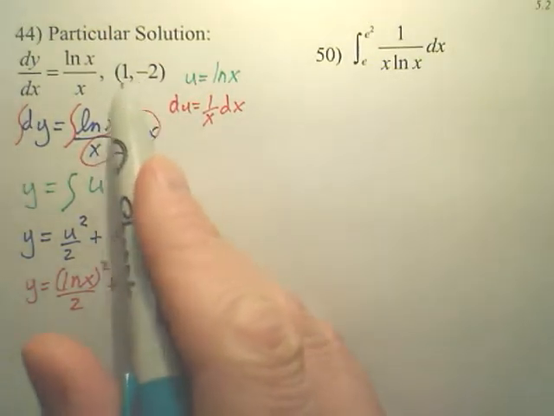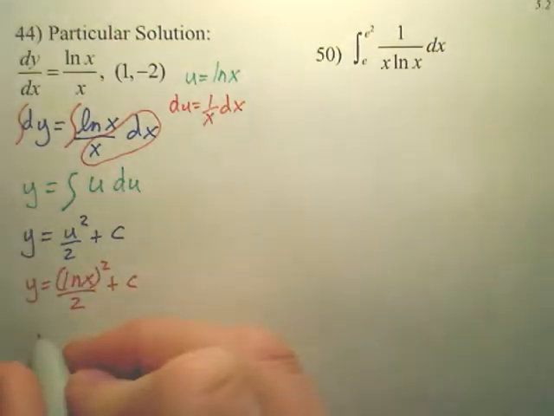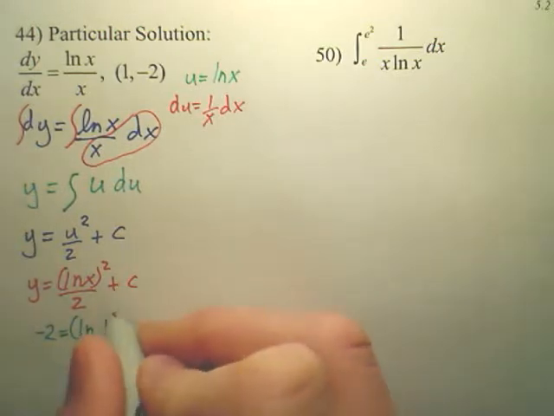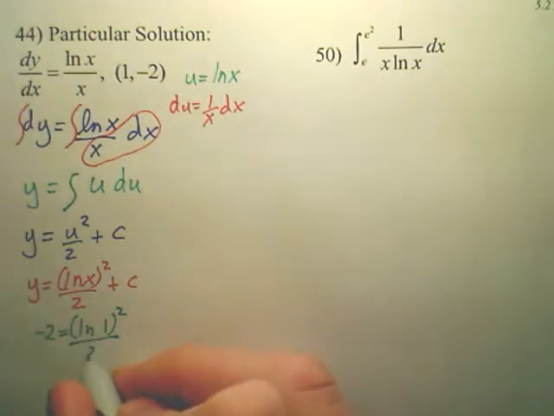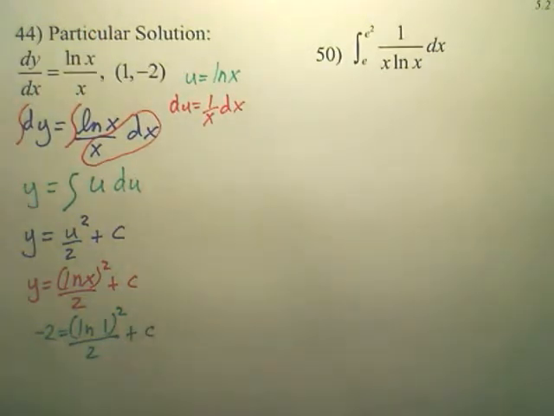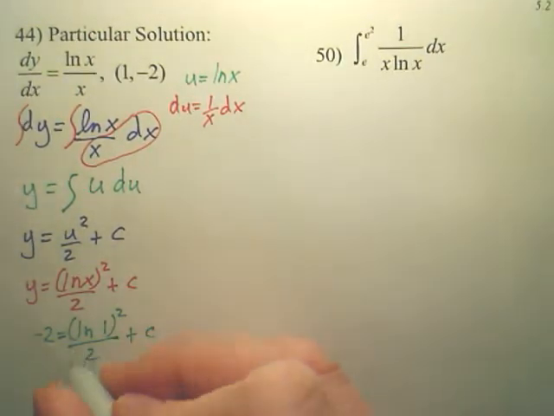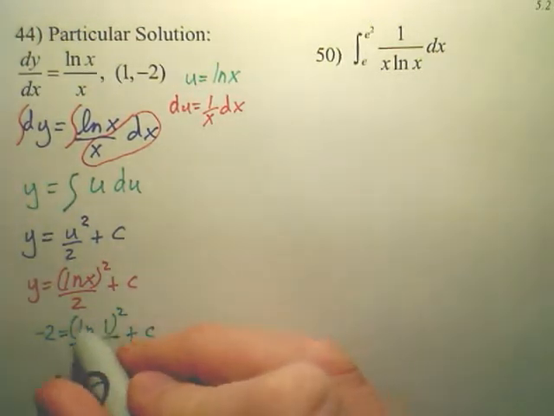Okay, we're going to plug in these values. So we're going to do, looks like, negative 2 equals (ln 1) squared over 2 plus c. Now the natural log of 1, e to the what power gives you 1? That is 0. So this right here is actually 0. 0 squared divided by 2 is 0. So c ends up being simply negative 2, because this whole thing ends up being 0.